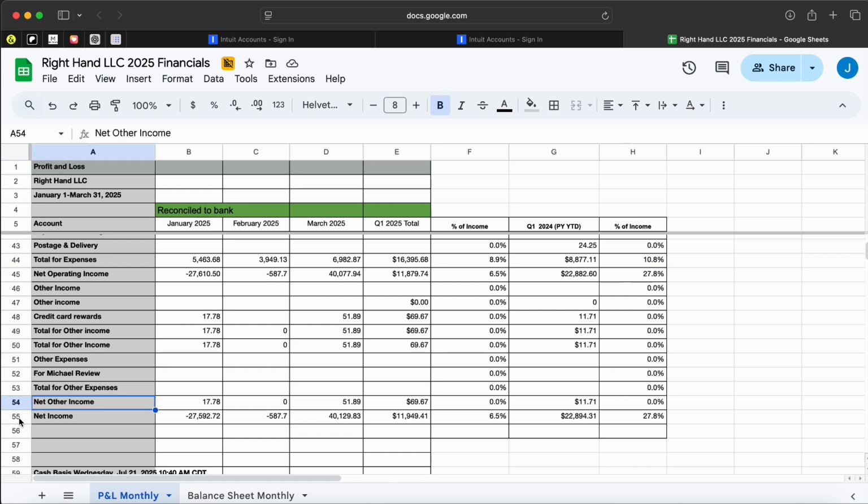At the end of the day, you've got net income. So this is your final income. It's pretty much the same as your net operating income. In this case, just a little bit higher based on your credit card rewards.